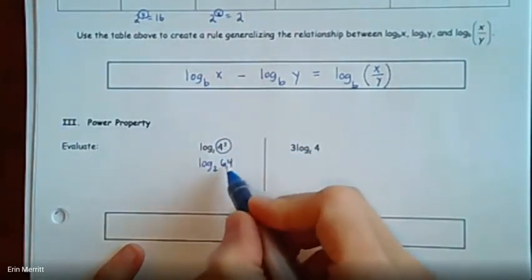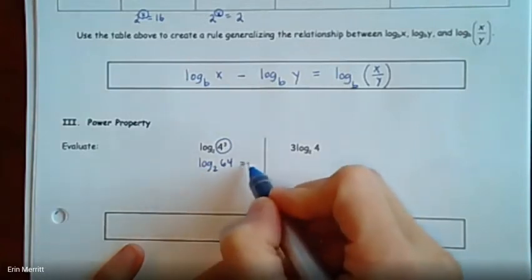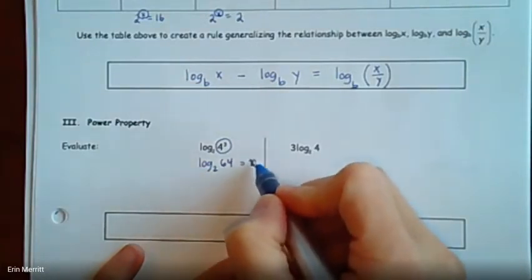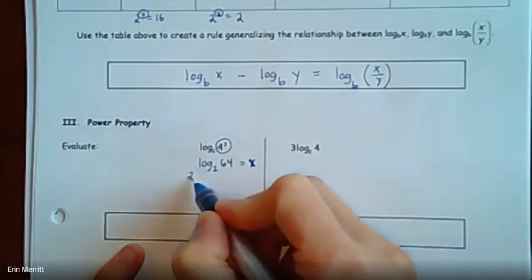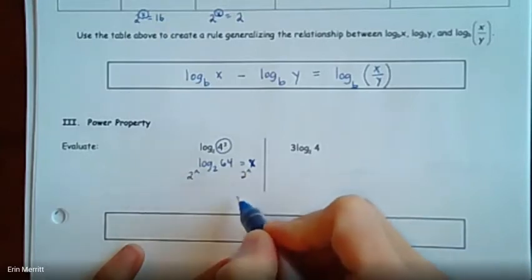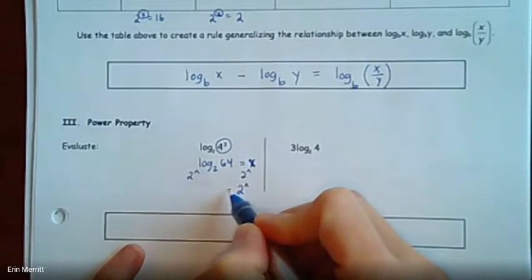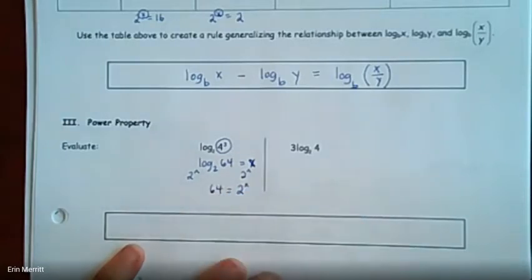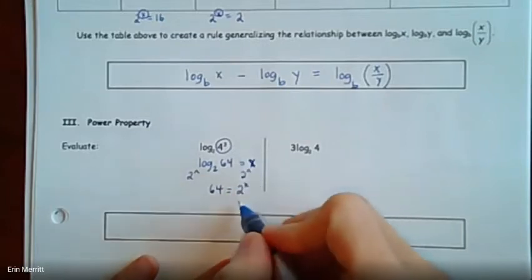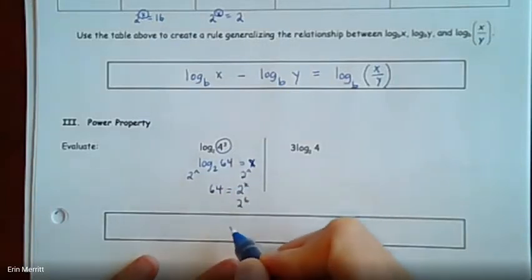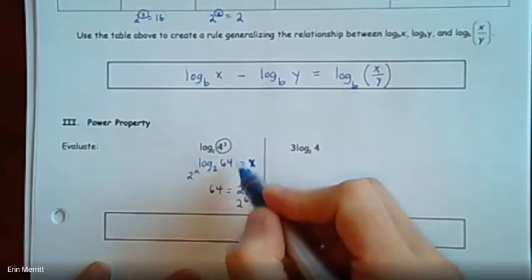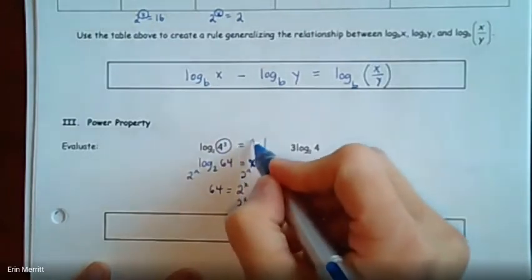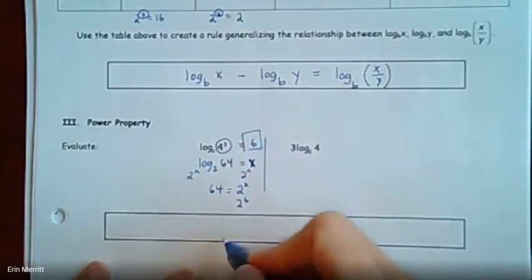equal to? Well, that's the same thing as saying, throw an x over here. If I do 2 raised to the left, 2 raised to the right, this is the same as saying 2 to what power would give me 64. You might have to think about that one or use your calculator, but 2 to the 6th power is 64. So the answer to this is 6.